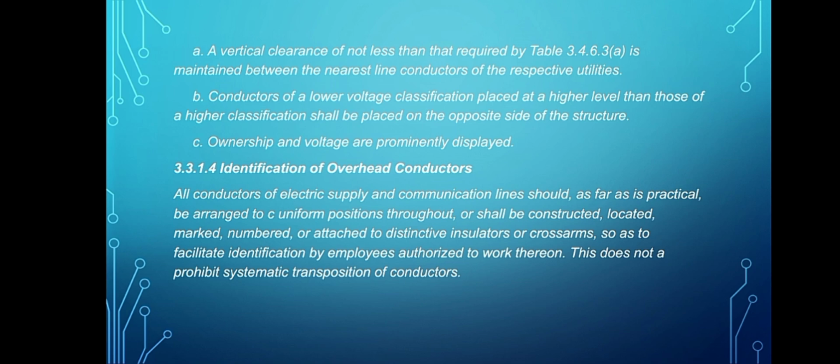Section 3.3.1.4 Identification of overhead conductors. All conductors of electric supply and communication lines should, as far as practical, be arranged to occupy uniform position throughout, or shall be constructed, located, marked, numbered or attached to distinctive insulators or cross arms, so as to facilitate identification by employees authorized to work thereon. This does not prohibit systematic transposition of conductors.